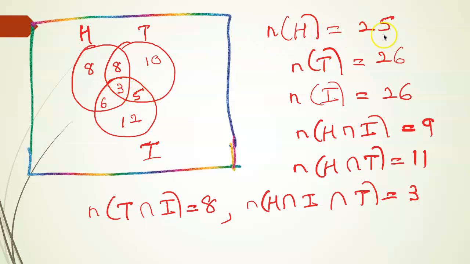Now number of elements in H is 25. So this will be 25 minus 8 minus 3 minus 6, which is 8. And number of elements in T is 26. So this part will be 26 minus 8 minus 3 minus 5, which is 10. Number of elements in I is 26. So this part is 26 minus 6 minus 3 minus 5, which is 12.